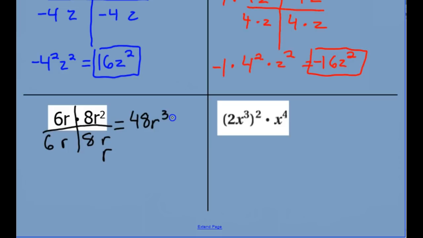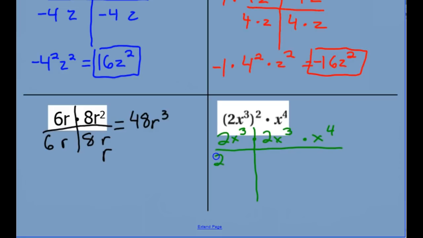Next one, we're trying to figure out how many terms again we have. So what we do have is 2 of the 2x to the third power. So we can write that out twice. We have 2x cubed times 2x cubed, and we have times x to the fourth, but we'll deal with that later, before or after we get done with our 2x cubes.